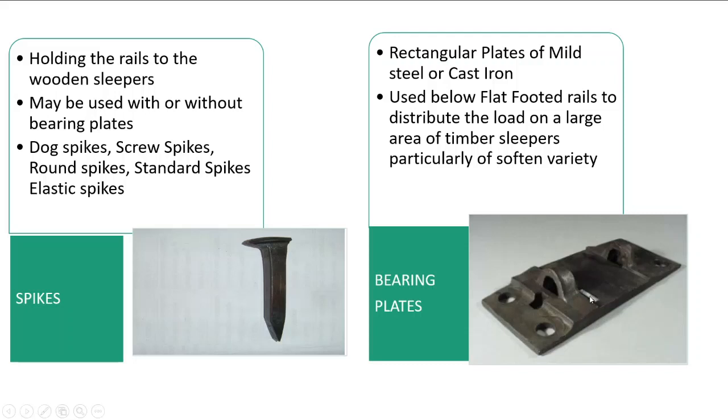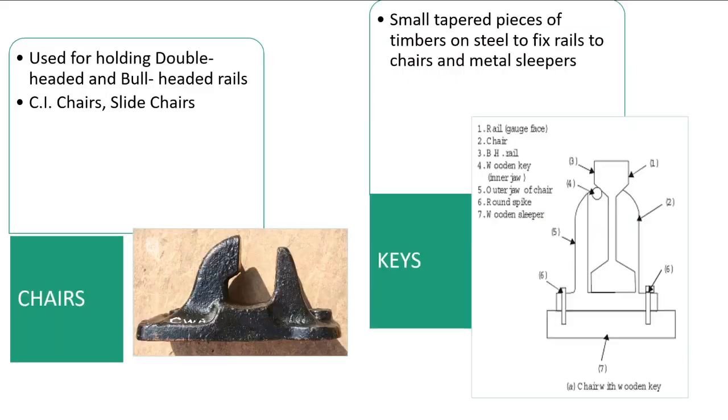They are used below only flat-footed rails. They are used below flat-footed rails to distribute the load on a large area of timber. Timber sleepers are a very soft category. So if the sleeper material is of the soft category, bearing plates are attached below the flat-footed rails to connect them to the sleepers. That is nothing but bearing plates.